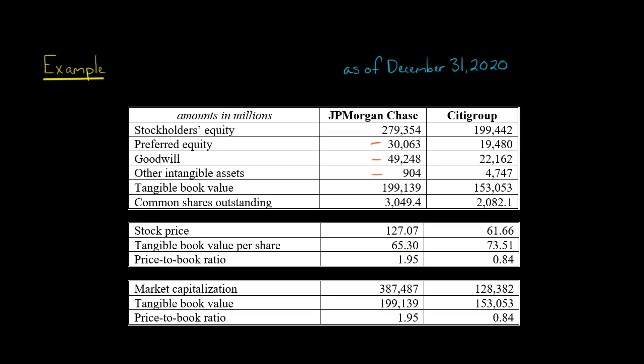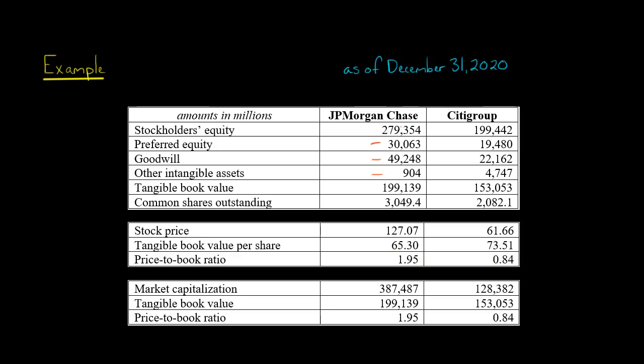Now, how do we interpret this? Well, let's look at Citigroup. When we look at Citigroup and we divide the stock price by the book value per share, we actually get a number that is less than 1. It's 0.84. So it's much lower than the price-to-book ratio for JP Morgan Chase. So how do we interpret this?